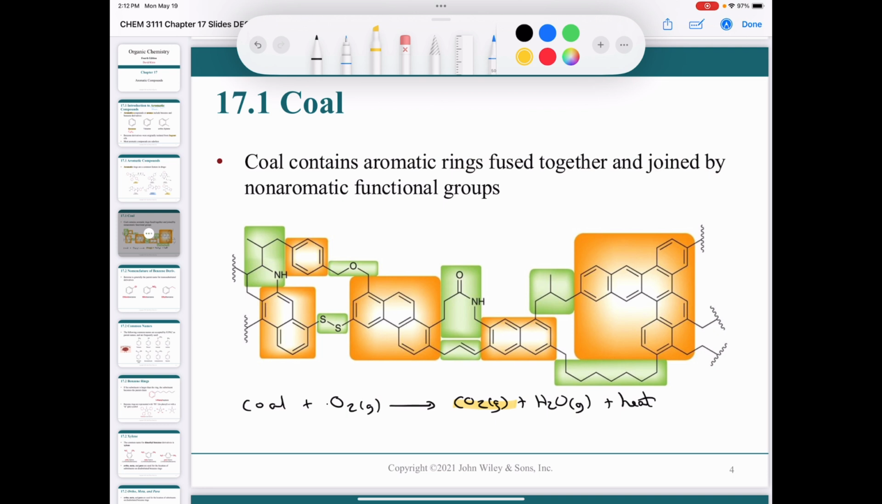And so when we release that energy, or that heat, we can use it to make electricity. And in fact, 1/4 of the electricity that's used in the United States comes from the combustion of coal.